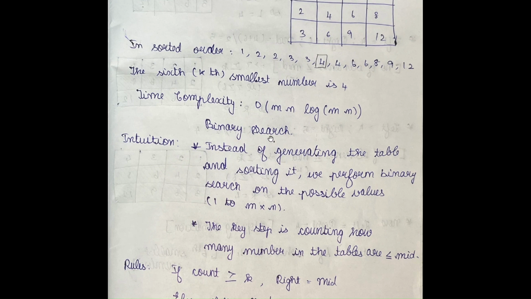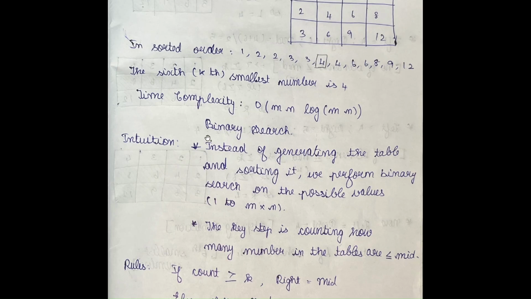How do we know that we should choose this approach? In the question, they didn't give the multiplication table. Instead, they gave the values m, n and k. This is a key point to be noted, from which we are going to proceed now.